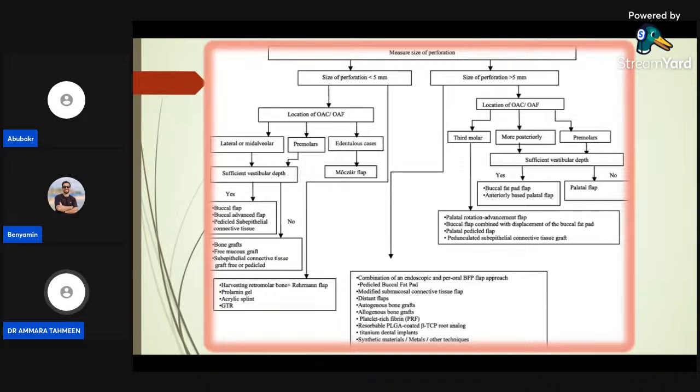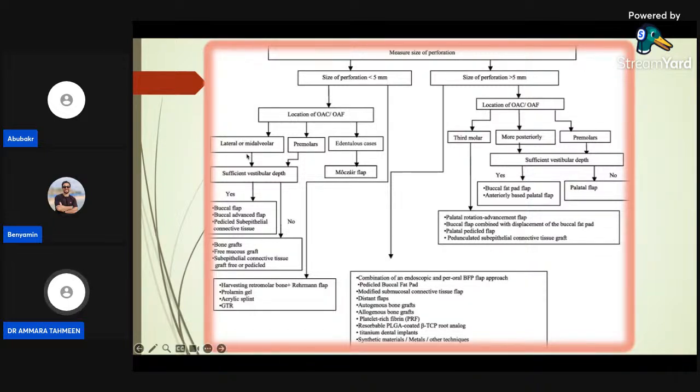If there is more than 2 mm of defect, then we need to go for surgical closure of the defect. For defects more than 2 mm but less than 5 mm, it again depends upon the location of the defect. Is it present palatally, laterally, or buccally, or is it through the alveolar bone, that is, through the roof of the socket?